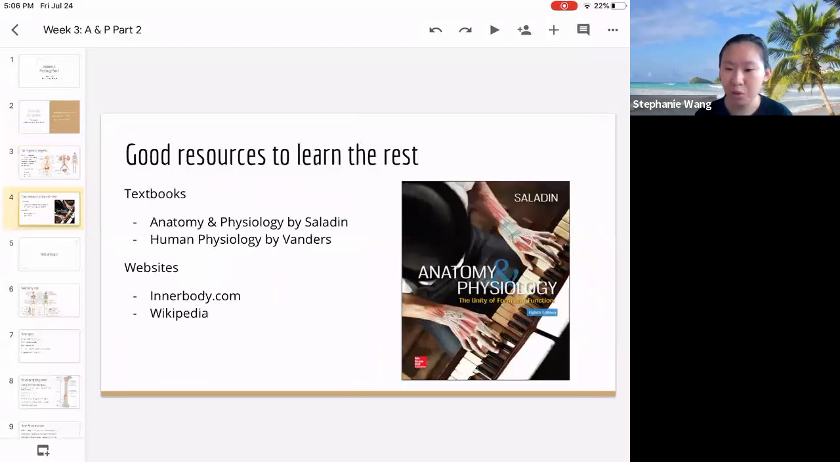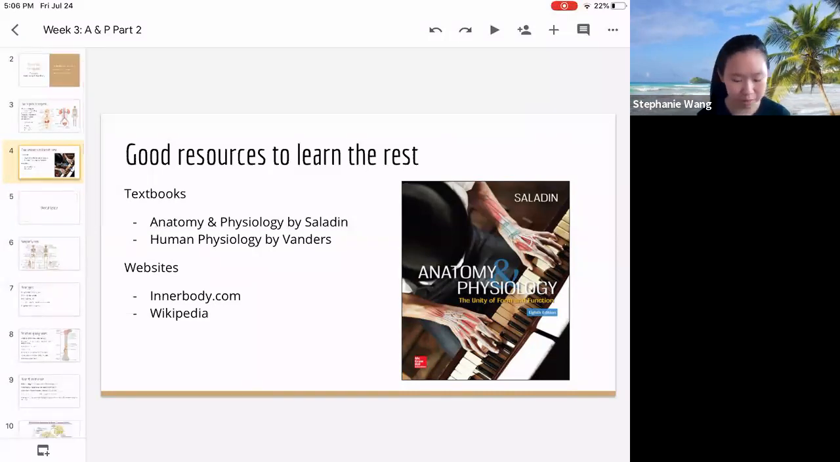But if you weren't here last week, I wanted to talk to you about some resources that you can use to learn the rest of the body systems. There's a lot. I'm in no way able to cover every single one. So the rest of them you can learn by reading textbooks. The two that I suggest are Saladin and Vanders, or websites like innerbody.com or Wikipedia. Wikipedia is actually very reliable, in my opinion.